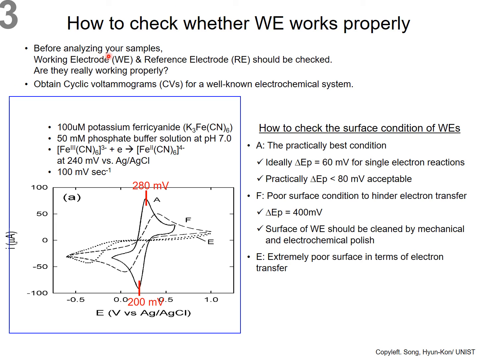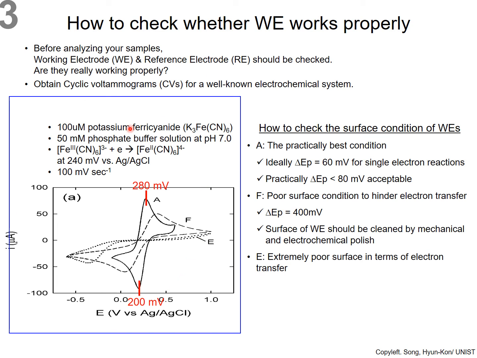Before analyzing your samples, the working electrode and reference electrode should be checked. Are they really working properly? Obtain cyclic voltammograms for a well-known electrochemical system. Then you can check the conditions of the working electrode and the reference electrode.